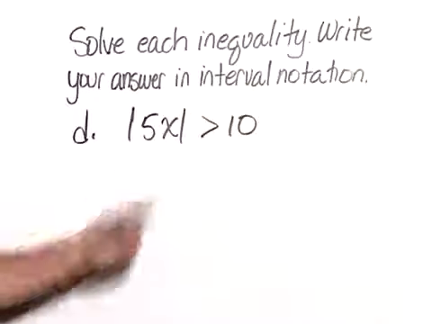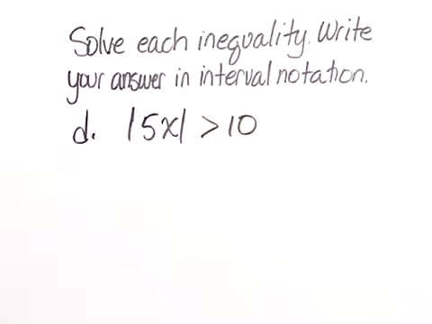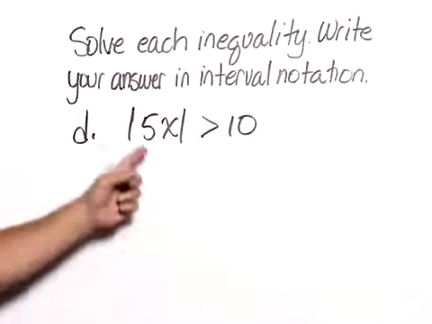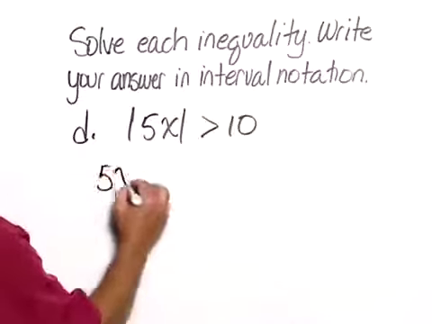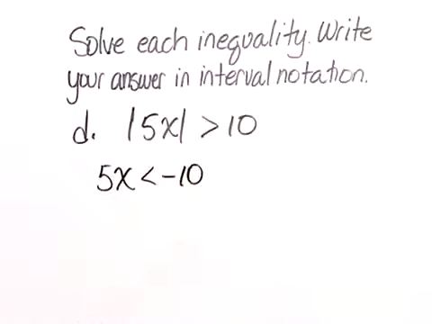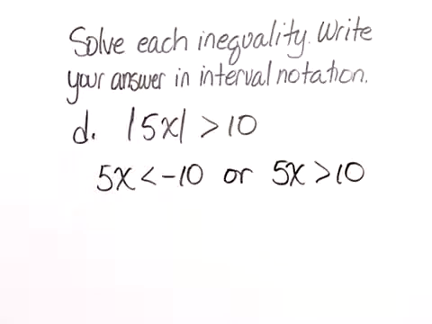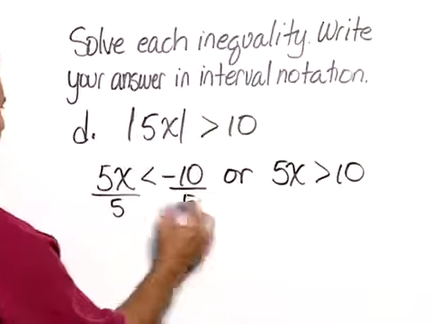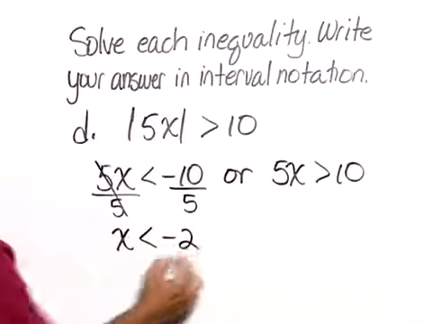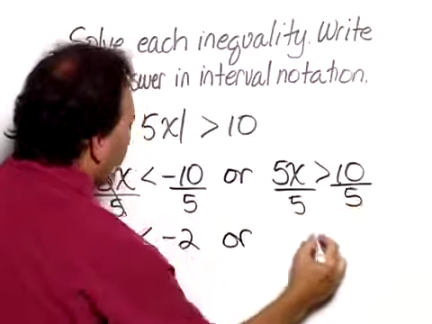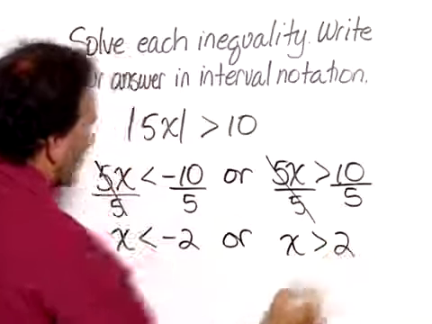Part D, the absolute value of 5x is greater than 10. Recall that when we have an absolute value expression that's greater than a number, we actually write it as the expression is less than negative the number, or we write that the expression is greater than positive the number. So now we solve each of these independently of one another. Divide both sides by 5. That leaves us with x is less than negative 2. Or, in this case, divide both sides by 5, and that yields x is greater than 2.